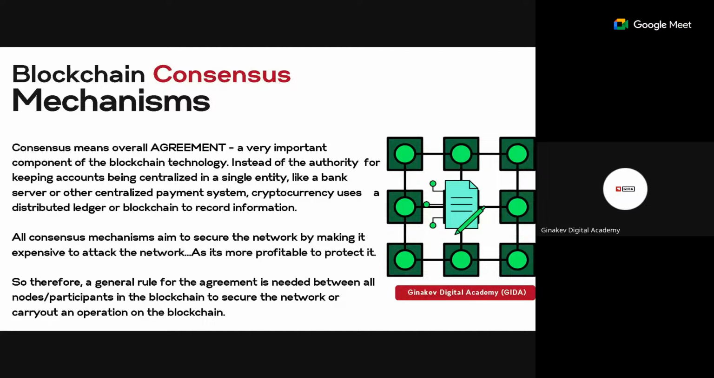All consensus mechanisms aim to secure the network by making it expensive to attack the network. It's more profitable to protect it. So therefore, a general rule for agreement is needed between all node participants in the blockchain to secure the network or carry out an operation on the blockchain. All this English I read is still based on that single thing that I explained, right? How decisions are being made. So most times, the aim of a consensus mechanism is to secure the network, right? By making it very expensive to attack the network.